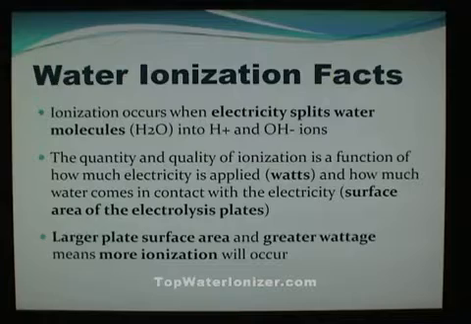Water ionization is subject to the principles of science. Ionization is the splitting apart of water molecules, H2O, into the H+ and the OH- ions. Because it requires electricity, the amount of ionization that occurs is a direct function of how much electricity is applied, which is the wattage, and how much water comes in contact with the electricity, which is based upon the surface area of the electrolysis plates. So the more electricity and the more surface area for the water to come in contact with that electricity, the greater the amount of ionization will occur.